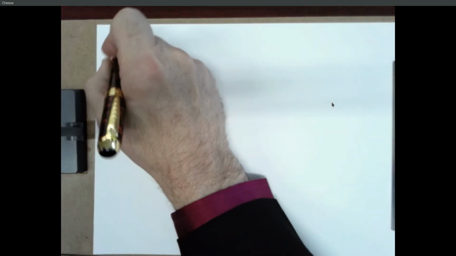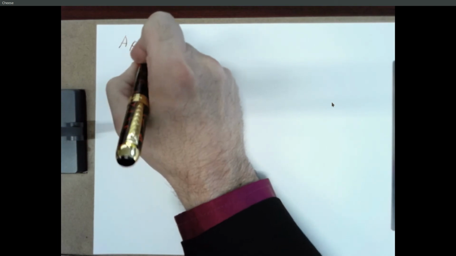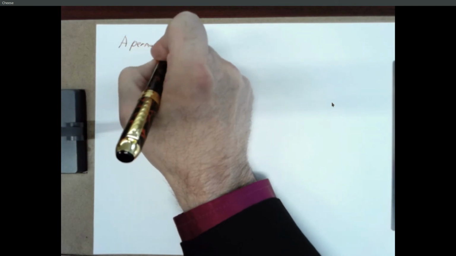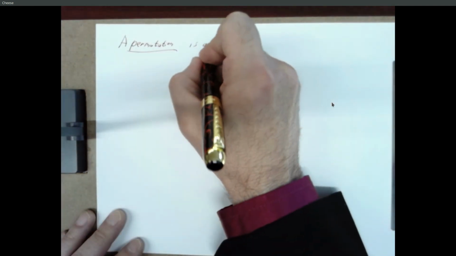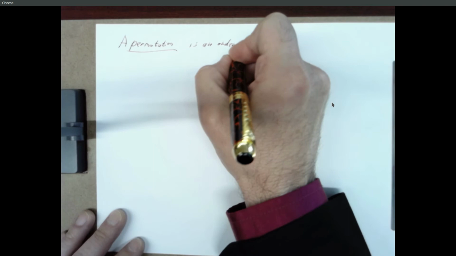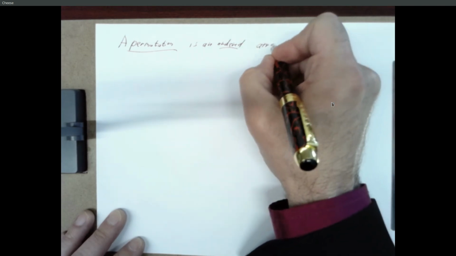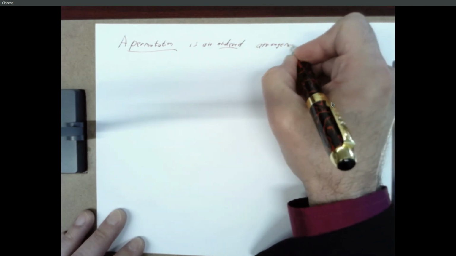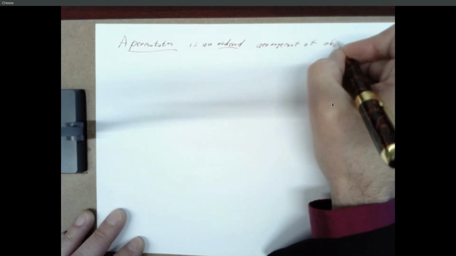All right. Last subject here, permutations and combinations. So definitions, a permutation is an ordered arrangement of objects. So when we talk about a permutation of three objects, we're talking about a particular ordering of those three objects.